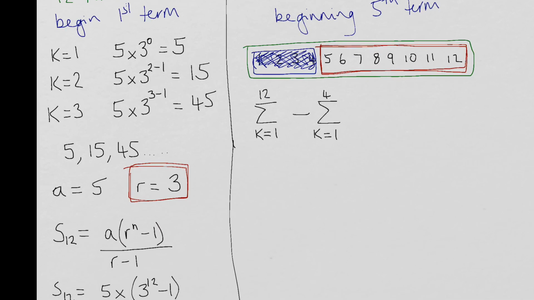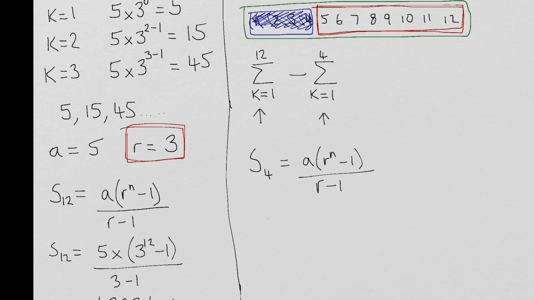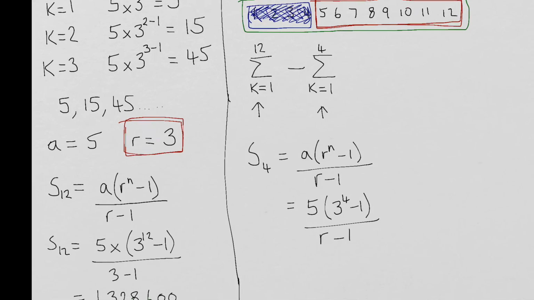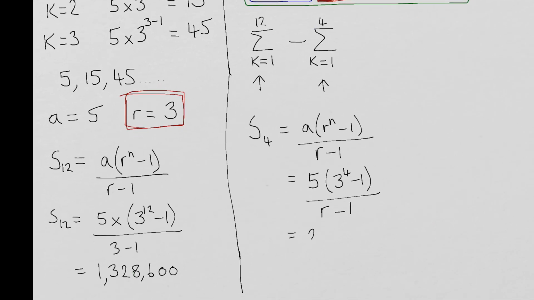Now, thankfully, I've already got the answer to this. I got that in the first part of the question, so I don't need to do any extra work here at the moment. All I need to do is work out the sum of the first 4 terms. Okay, and again, same formula, a brackets r to the power of n minus 1 all over r minus 1. This time though, remembering that we're going to be using n as the value of 4. So 3 to the power of 4 subtract 1 all over r minus 1. And so for that you should get 200 when you put it into your calculator.